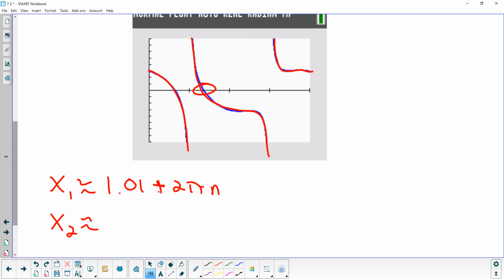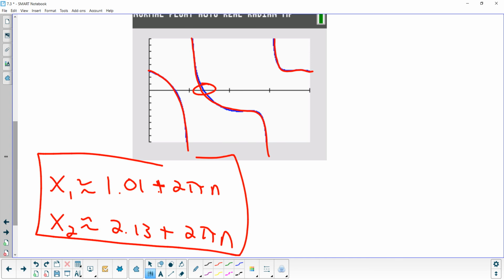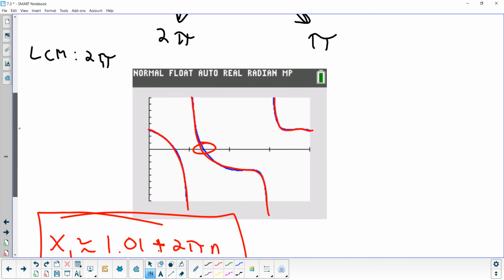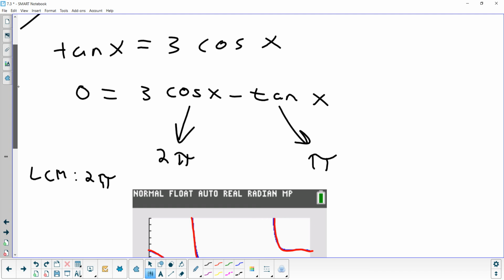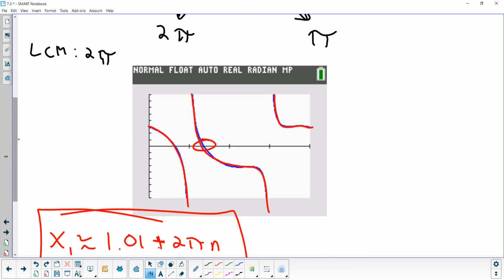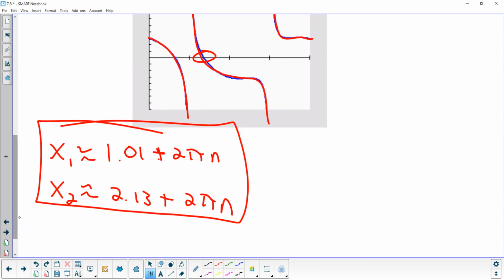And how about the second answer? 2.13. And that repeats every cycle. All right, so when you start combining multiple trig functions together, you start getting some more interesting kinds of graphs. They still have a pattern to them and they still repeat, but they're not as nice of a wave. They're more complicated patterns. Questions on that one? Okay.